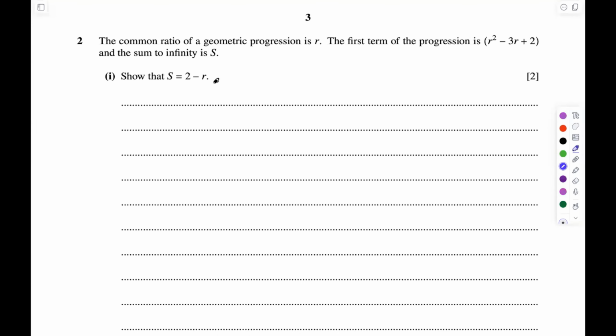Question 2, the common ratio of a geometric progression is r. The first term of the progression is r squared minus 3r plus 2, and the sum to infinity is s. In part 1, we have to show that s equals 2 minus r.